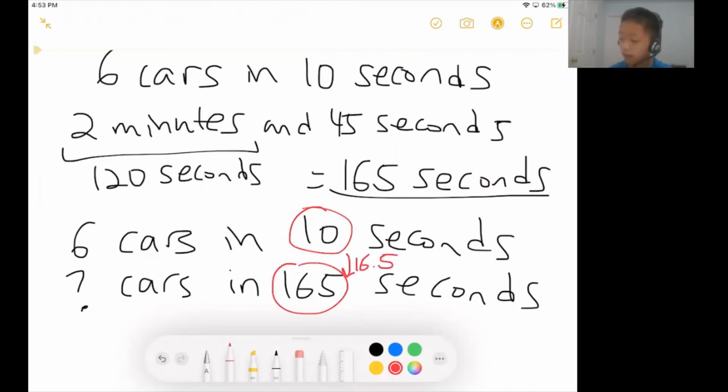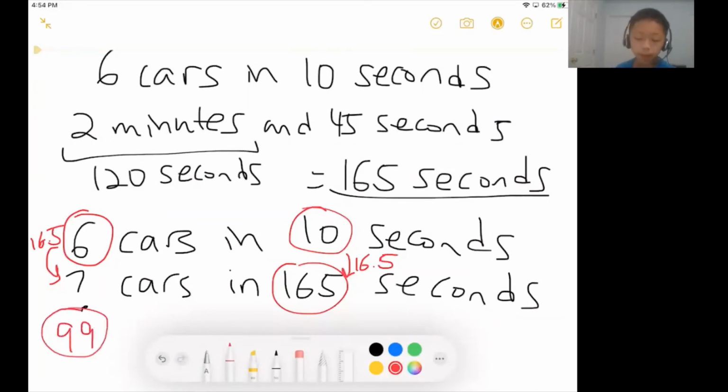16.5, because 10 times 16.5 is 165. So there's this 16.5 scale factor ratio. By the same ratio, you would take 6 and also multiply by 16.5. And if you do the math, 16.5 times 6 would give you 99. There would be approximately 99 cars in 165 seconds.